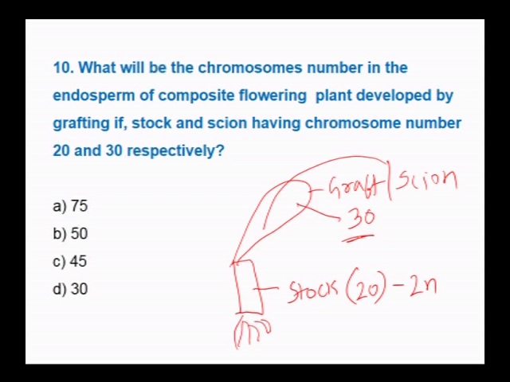Always the characteristic of the fruit or the flower depends on the scion, not the stock. The stock will provide only the nourishment, but the genetic property of the fruits and flowers depends on the scion. Here the question is about endosperm. Endosperm is triploid. The 2n number is 30. Therefore, 3n should be 45. 45 should be the answer. Therefore, here the answer is C, that is 45.